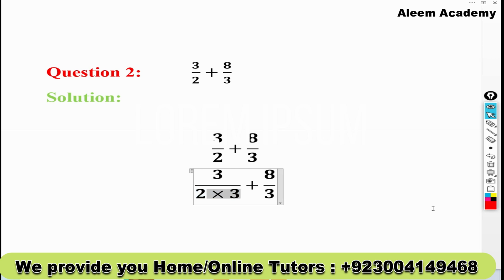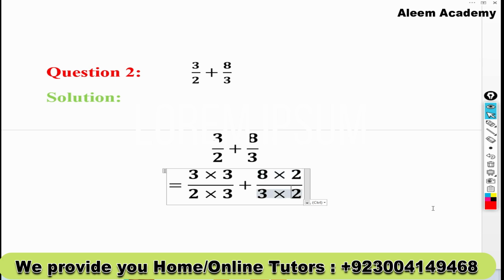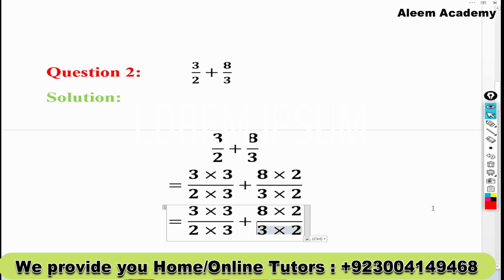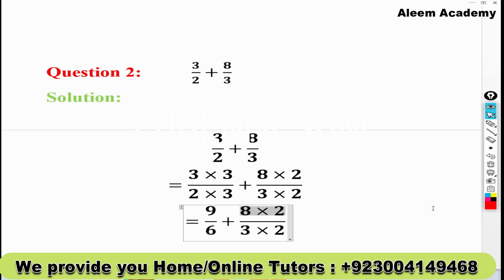Whatever you do in the denominator, there is a rule of mathematics that you have to do in the numerator as well. Over here you have 3. How to make it 6? You have to multiply this number with 2, and whatever you do in the denominator, you have to do in the numerator as well. Now 3 times 3 is 9, 2 times 3 is 6, 8 times 2 is 16, and 3 times 2 is 6. Now the denominators are same.